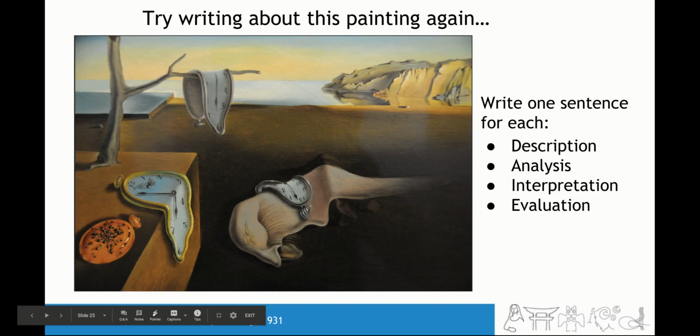analyze artwork. All right, so we've gone through some examples of how to do description, analysis, interpretation, and evaluation. Let's come back to this painting that we started with. Try writing about this painting again, except this time, write one sentence for each of the 4 categories of art criticism.